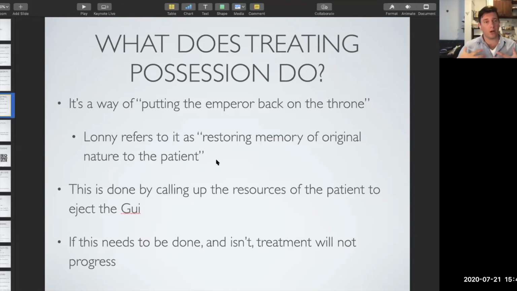And we do that by calling up the person's resources to eject the gui, eject the spirit out of their system. And this is important because in theory, and this has been my experience in practice, if a patient needs this to be done and it isn't done, you can't really get anywhere until you take care of this. Until the person's spirits are properly lined up, good luck getting them better.